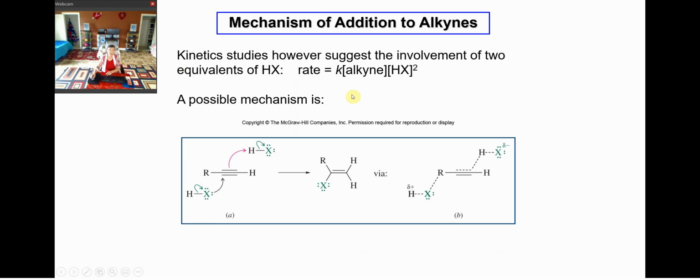The kinetics of this reaction can be briefly represented by the rate equals the reaction rate constant multiplied by the concentration of your alkyne and the concentration of your hydrogen halide to the power 2. This reaction is suggested to be a third order reaction. The reaction order is supposed to be number 3.